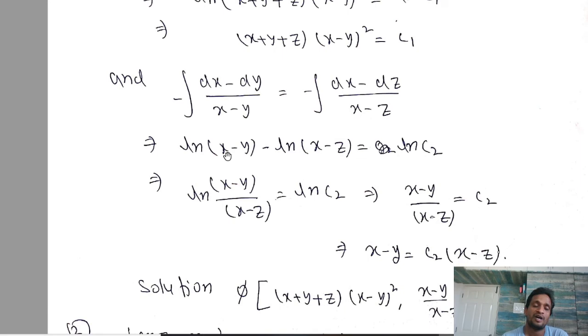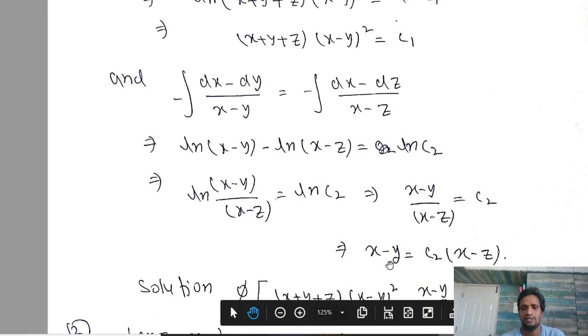It is in the form of ln of a minus ln of b, which is equal to ln of a by b. So ln of x minus y by x minus z is equal to ln of c2. Again, it is the logarithm function on both sides. Being a one-one function, x minus y by x minus z is equal to c2, or x minus y is equal to c2 into x minus z. Or you can write x minus y by x minus z.